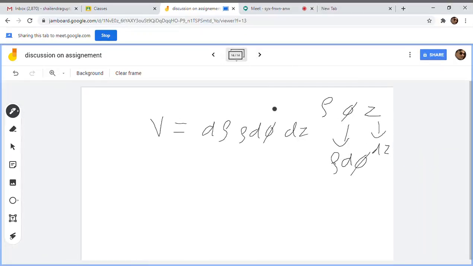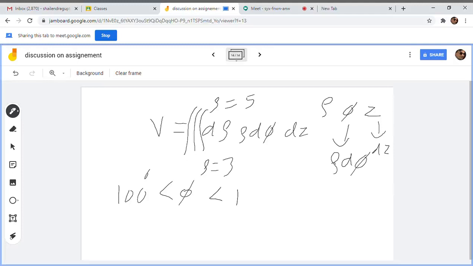So you need to integrate, a triple integral. Rho will be defined from rho equal to 3 to rho equal to 5 as given in the question. Your phi will be from 100 degree to 130 degree, and your z will be from 3 to 4.5. So just calculate the volume.